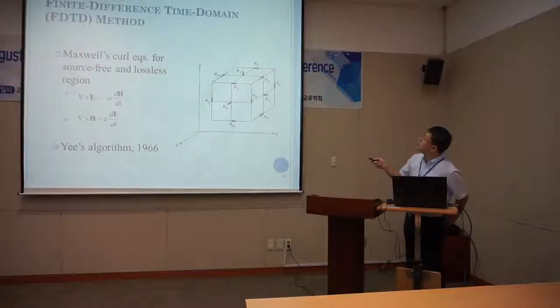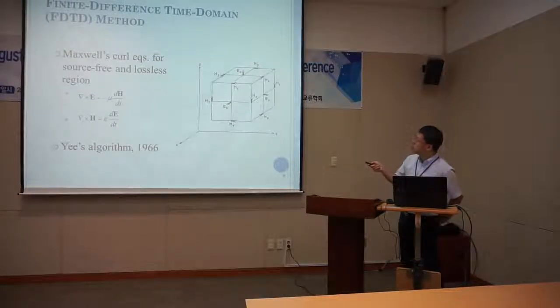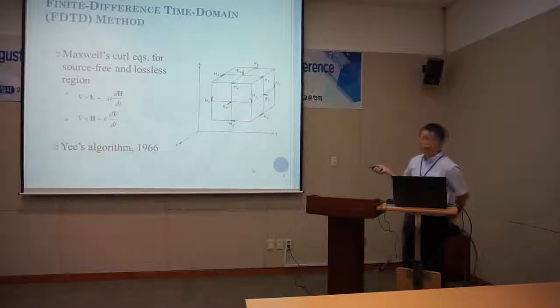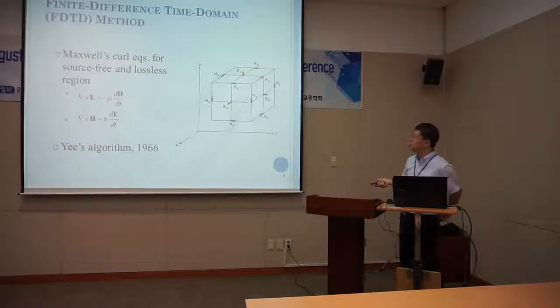First, finite difference time domain method, also called the FDTD, comes from Maxwell's curl equations. Maxwell's curl equation is for source-free and lossless region. For the analysis, I modeled it like this, and this model has electromagnetic components like EX, EY, and EZ, and HX, HY, HZ. So complicated, but we needed to solve this kind of problems and equations.